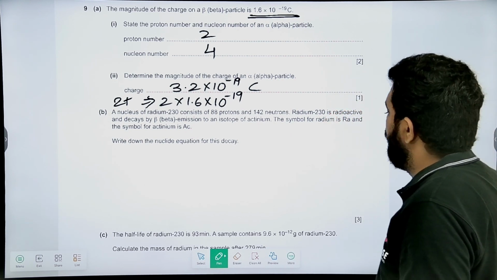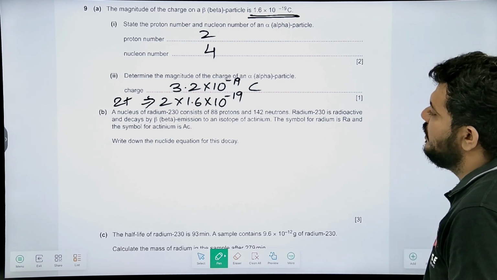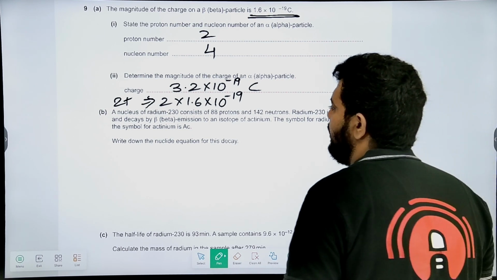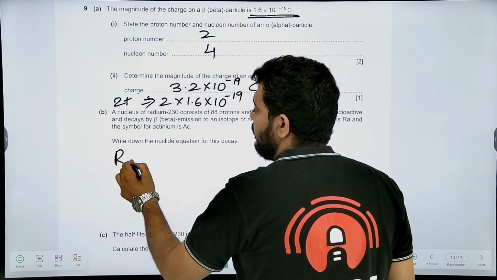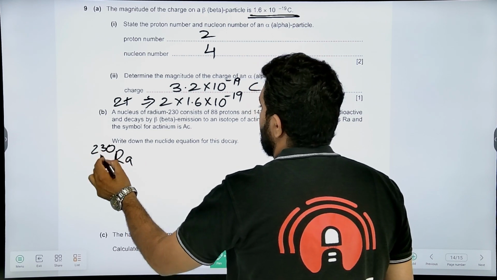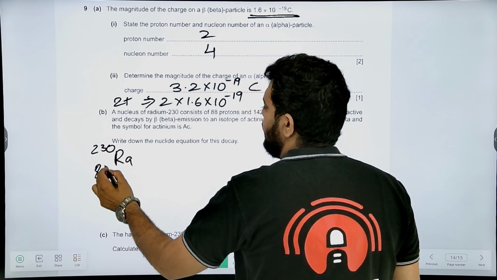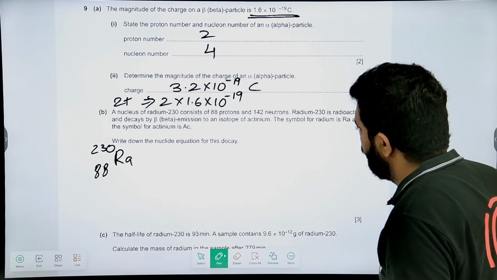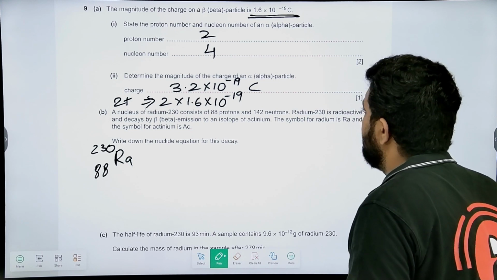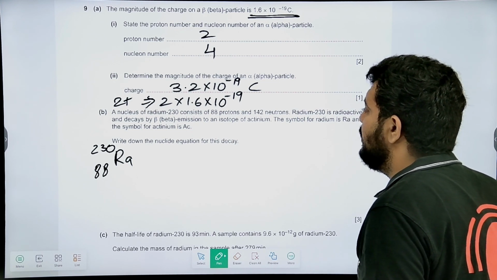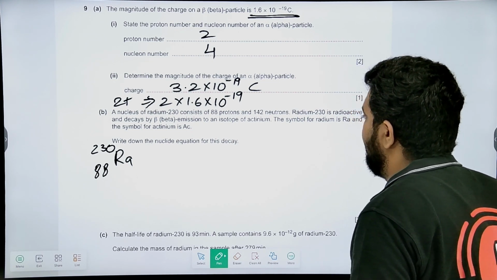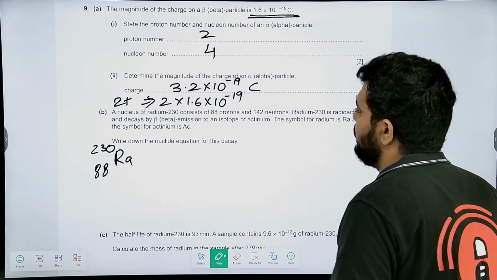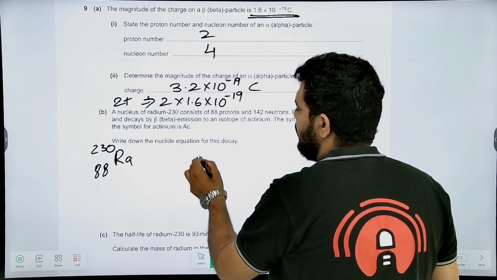A nucleus of radium-230 consists of 88 protons. Okay, so we have radium-230 and it consists of 88 protons and 142 neutrons. Radium-230 is radioactive and decays by beta emission to an isotope of actinium. The symbol for radium is Ra, the symbol for actinium is Ac.